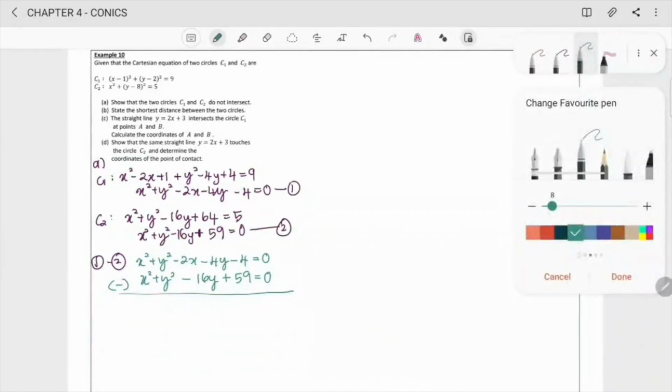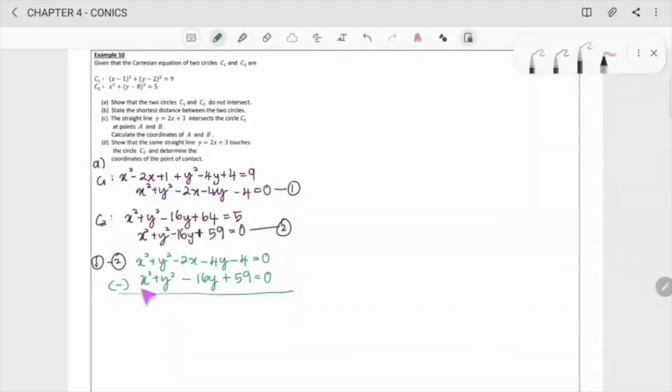You subtract, and you get x squared minus x squared and y squared minus y squared cancel, so you are left with negative 2x, negative 4 minus negative 16 gives plus 12y, and negative 63 equals 0. We are going to do the simultaneous equations, but we are going to solve to show that b squared minus 4ac at the end. Simplified, you will get this one.